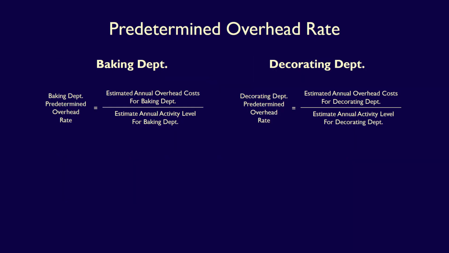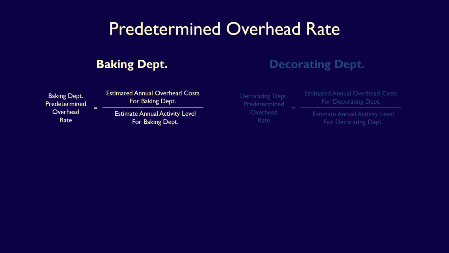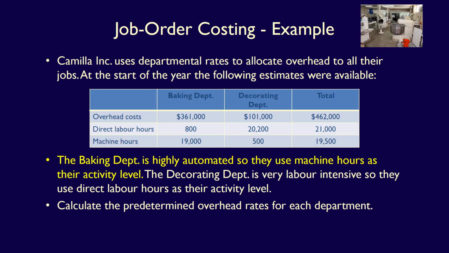We can now calculate the departmental predetermined overhead rates for each individual department. Let's start with the baking department. We need both the estimated annual overhead costs and the estimated annual activity level for the baking department, and we get that from the question. Note that the baking department is highly automated, and therefore they use machine hours as their activity level, so we would use 19,000 machine hours.